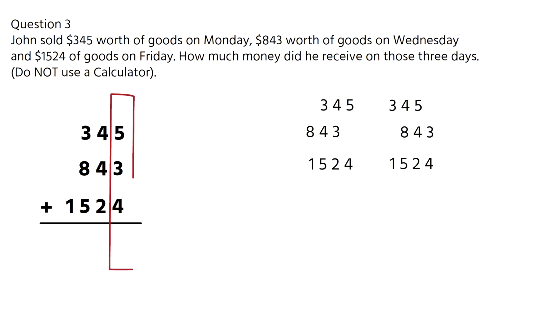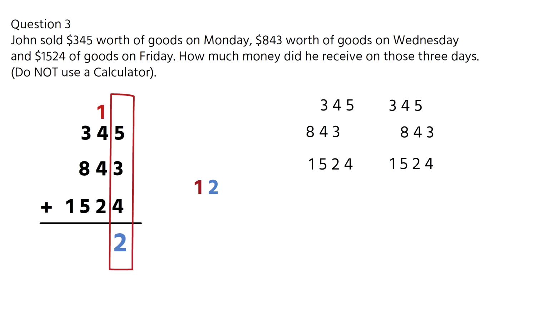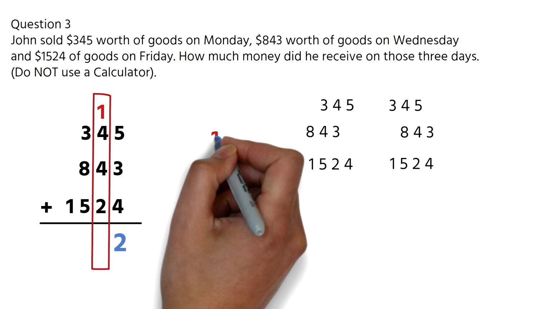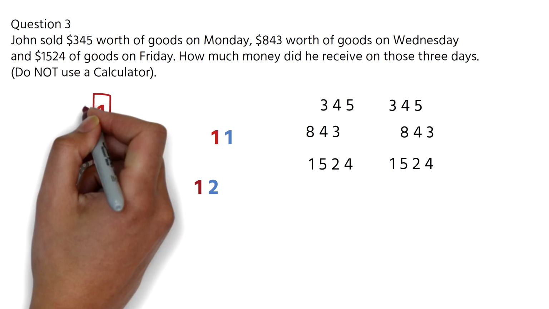5 plus 3 plus 4 is 12. Because it's a 2-digit number, we will put the 2 here and carry the 1 to the next column. We move to the next column. We have 1 plus 4 plus 4 plus 2. This is 11. Again, this is a 2-digit number. We will keep the 1 and carry 1 to the next column.